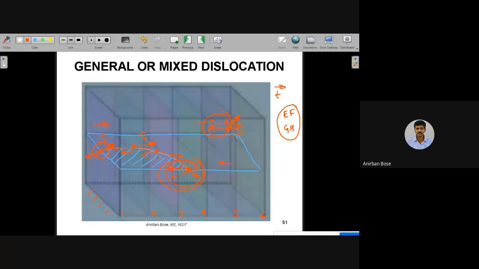But at the screw, only shear strain around that point will be there. In case of pure edge, only pure tensile and compression will be there around that point. In the other locations where both components are present, that means the T and B will make some angle, not 180 or 90 or 270. So in that case, definitely it's a general state of stress. That means both tension compression as well as the shear will be present.